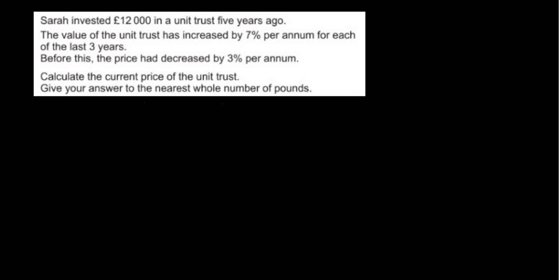Let's get started. The question says Sarah invested £12,000 in a unit trust 5 years ago. The value of the unit trust has increased by 7% per annum for each of the last 3 years. Before this, the price had decreased by 3% per annum. Calculate the current price of the unit trust. Give your answer to the nearest whole number in pounds.